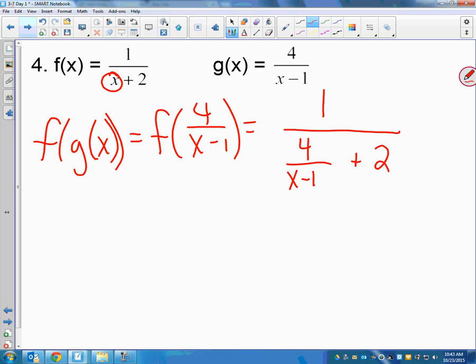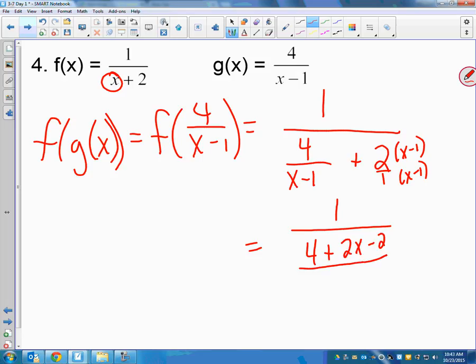So this goes all the way back to what we did at the very beginning of this year. We want to simplify this. So we need to get a common denominator down here. Which isn't so bad, right? That's just 2 over 1. So the common denominator means I'm just going to need an x minus 1 over here, right? X minus 1 over x minus 1. So that's going to be 4 plus, if I distribute that, 2x minus 2, all over x minus 1.